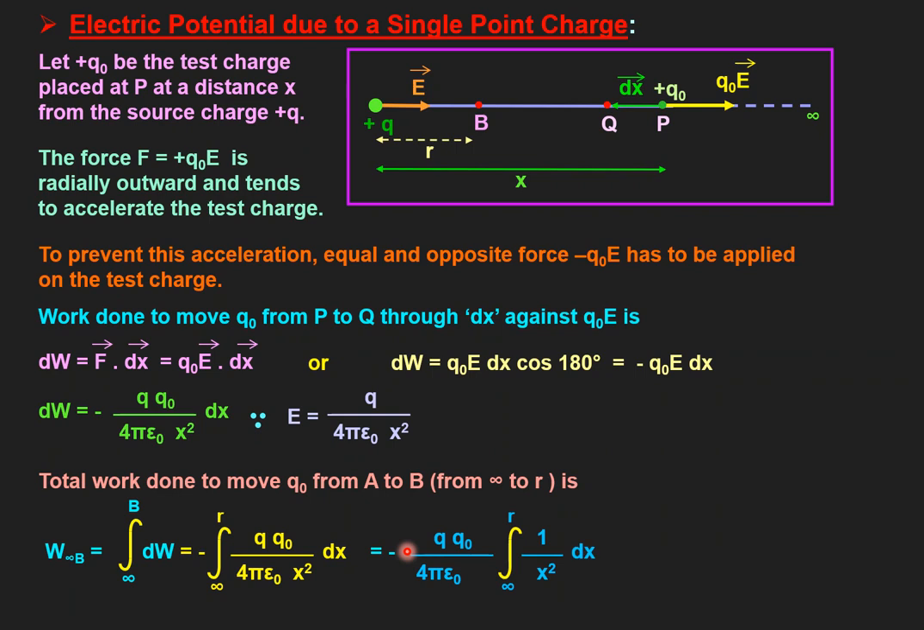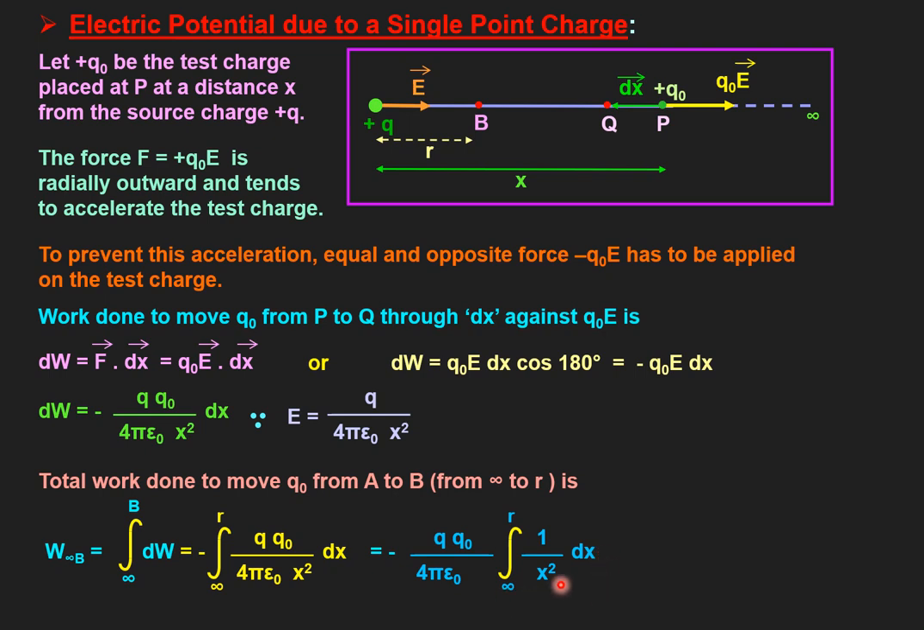So here, Q naught divided by 4 pi epsilon naught is constant only, so we can take it outside and we have to integrate 1 by x square into dx. So now you just recall the formula for integration. Since we know x raised to power n into dx integration will be equal to what? We have to increase the power by 1 and divide it by the increased power, that is x raised to power n becomes x raised to power n plus 1 divided by n plus 1.